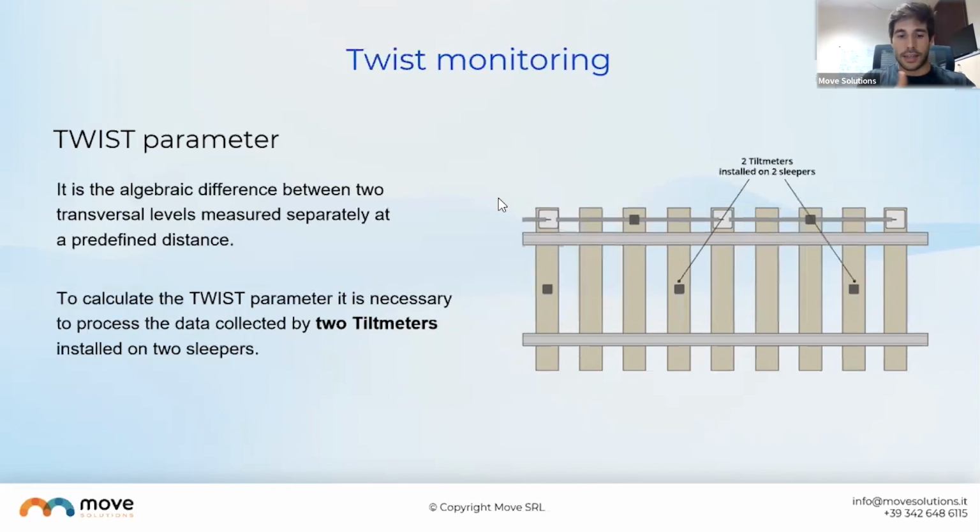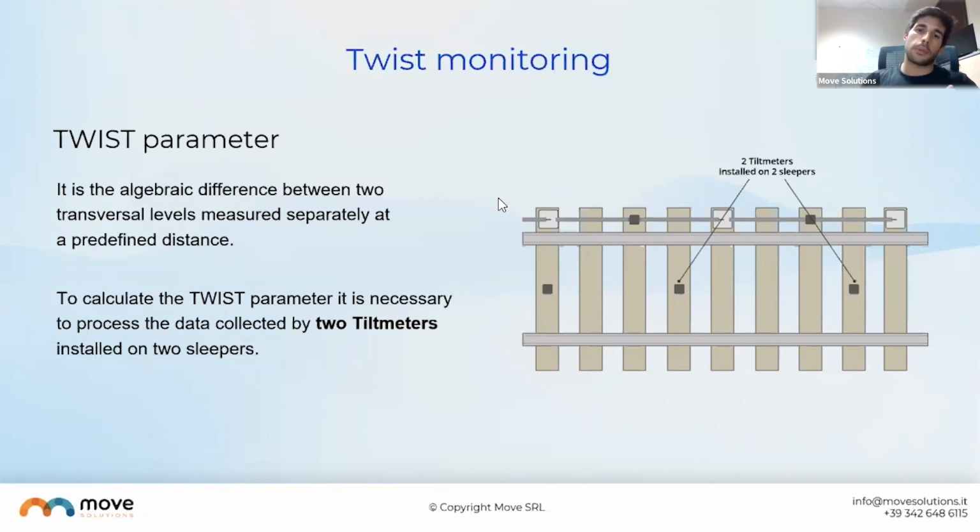The thing is that I can calculate the Cant, so the difference in height between the two rails, at different sections. So if there is a change in the Cant between one section, so between one tie and the next one, it means that there is a twist in between those two monitored sections on your railway tracks. So the twist is just that parameter that stands for the rotation, the twist, the torsion of your tracks.